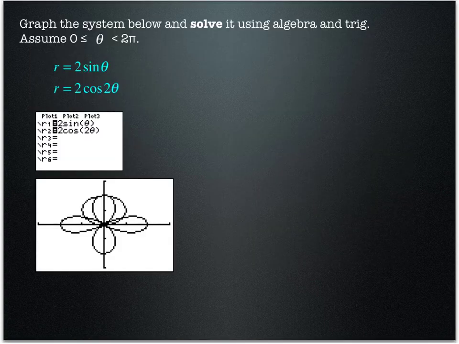The example we're going to look at is a little tricky. This is a system of equations, but it's a polar system. We'd like to solve it using both algebra and trig, and we're going to try to do this in radians, so theta is between 0 and 2 pi.